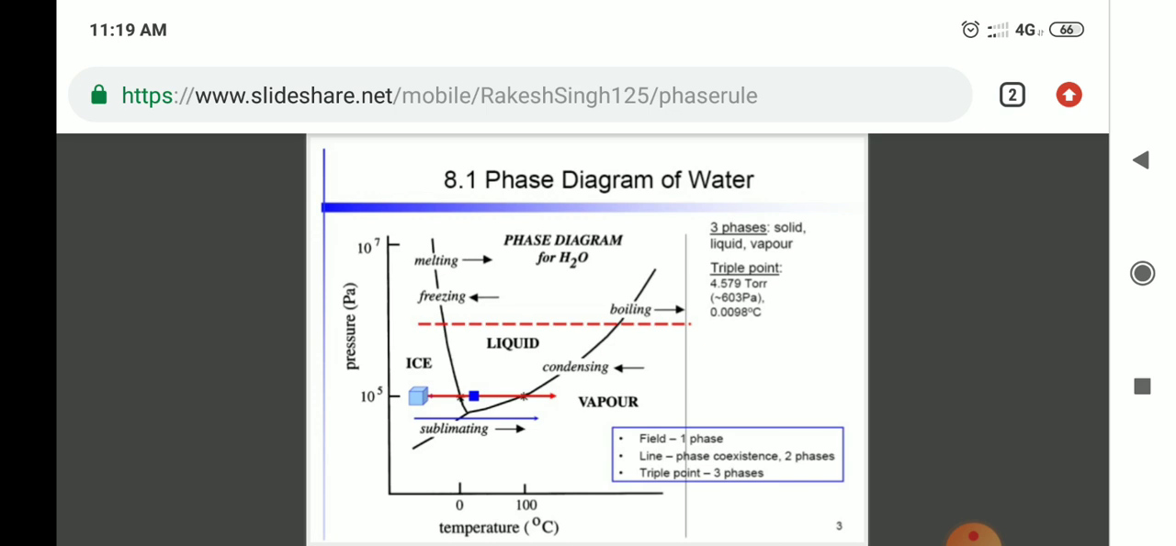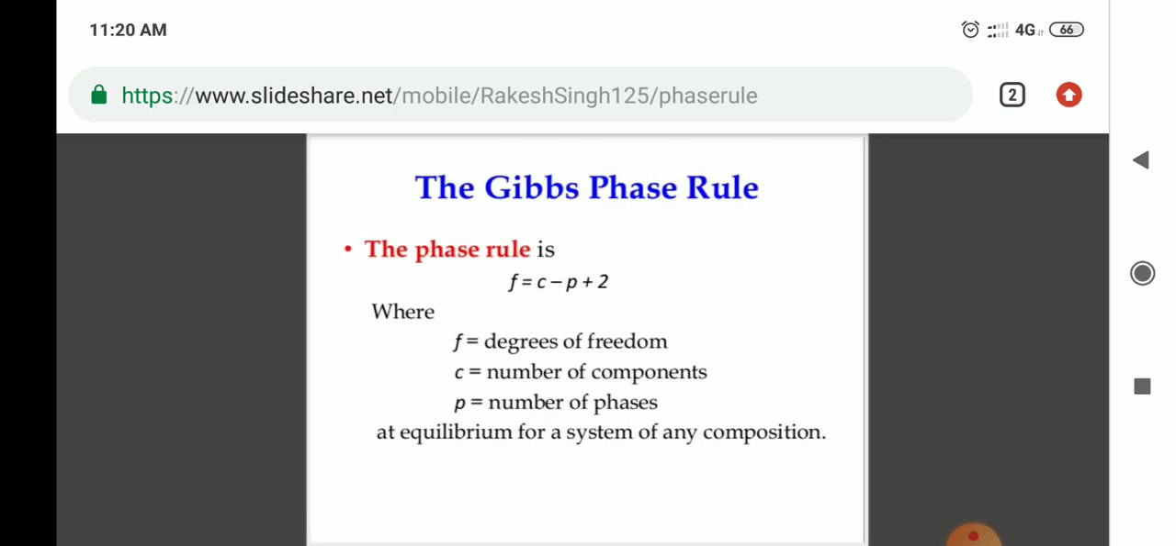The phase diagram of water is a one component system. Next point is the Gibbs phase rule. The phase rule is F is equal to C minus P plus 2. This is the phase rule.